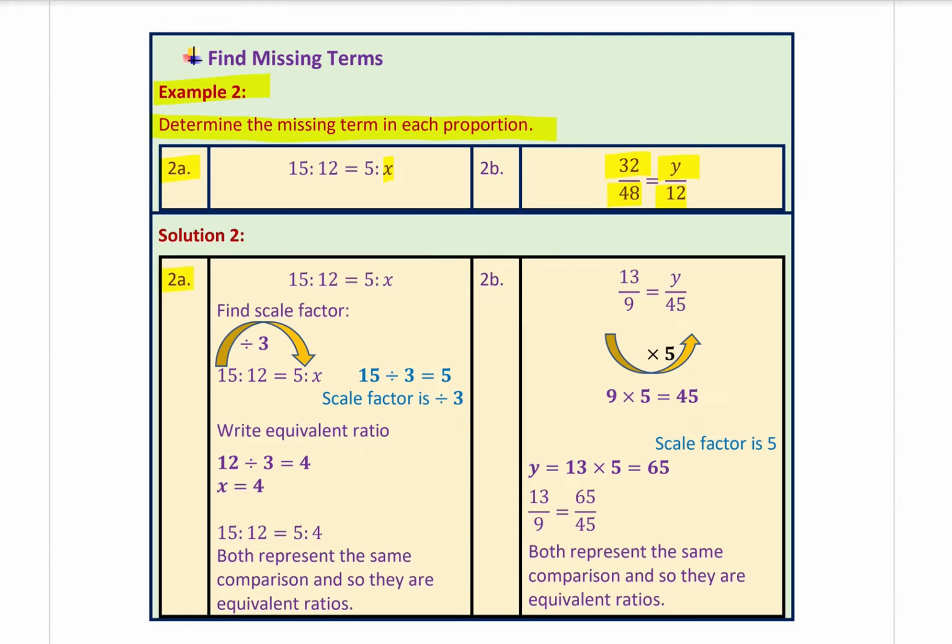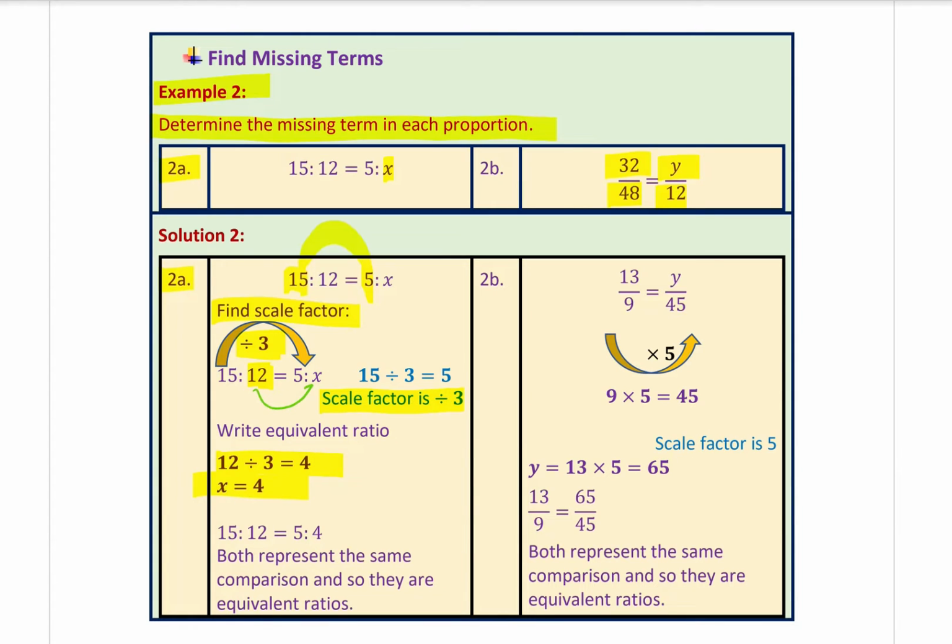So we have 15 is to 12 equals to 5 is to x. Now how do we solve this? To solve this, we find the scale factor. So we'll connect the two terms which are given to us, and these terms are 15 and 5. How do we get 5 from 15? Well, we need to divide by 3. So dividing by 3 should give us equivalent ratio. So the scale factor here is to divide by 3. So we'll divide 12 by 3 to get x, correct? So we divided 12 by 3 to get x, and answer clearly is 4.